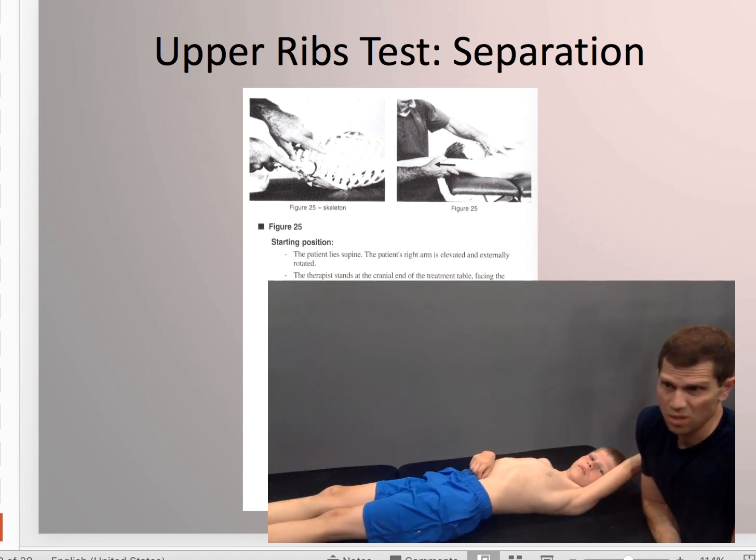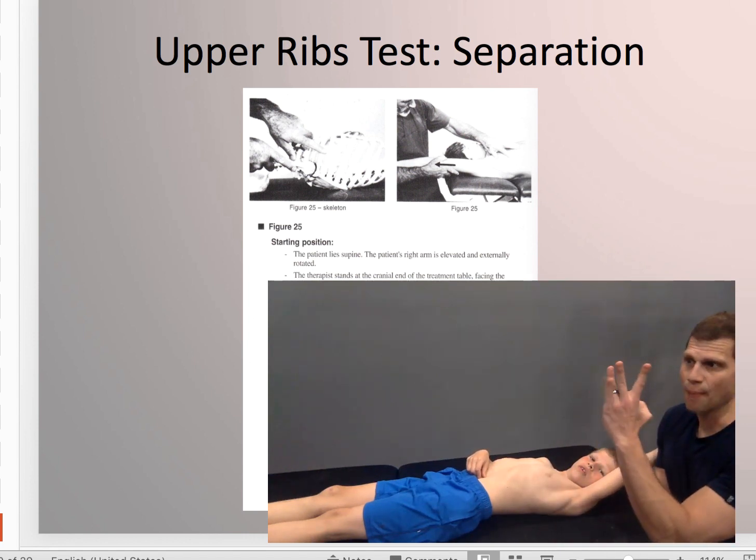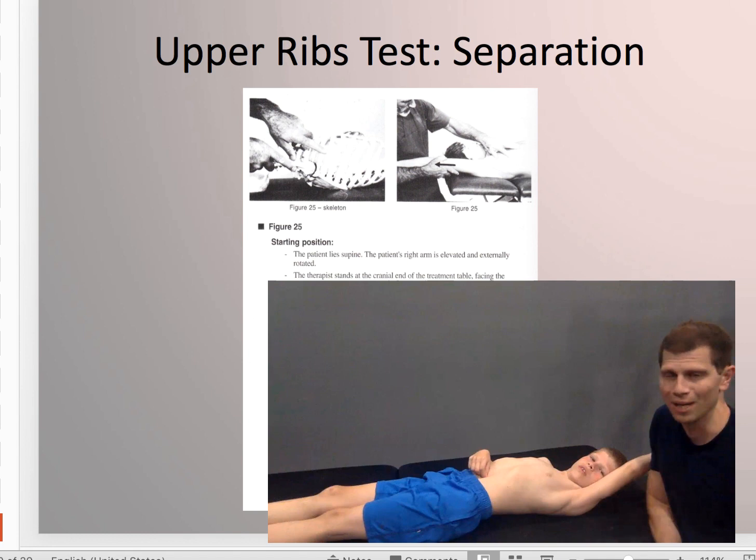But if you get to one segment or two where it doesn't seem to be moving right, or while you were palpating earlier and you noticed there was a big gap and it was close together on the other one, then you start to get an idea that there's some dysfunction.